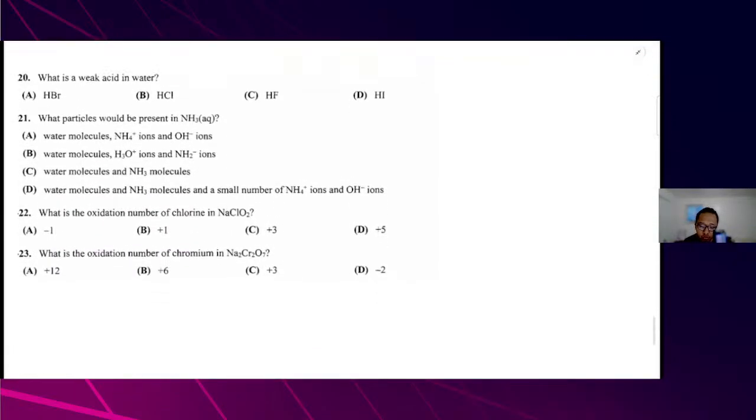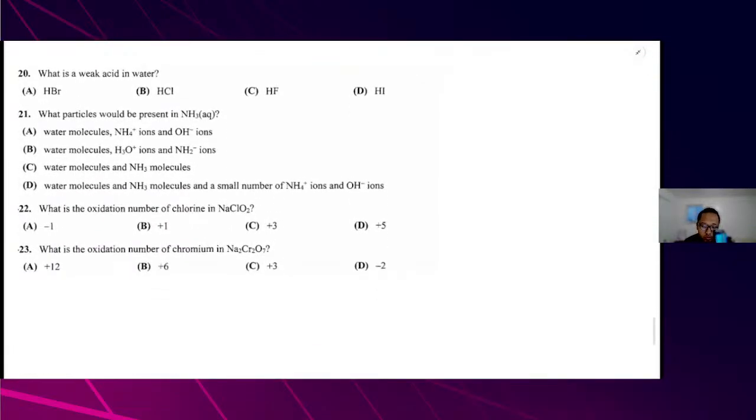And then number 20, what is the weak acid in water? We need to understand the concept. What is a weak acid itself? Which one is weak? HCl? No. HBr? No. HI? No. The answer should be HF. Why? A strong acid is fully ionized in water, and remember, HCl, HBr, and HI are strong acids.